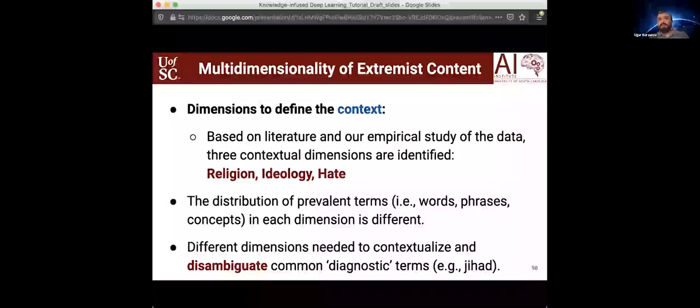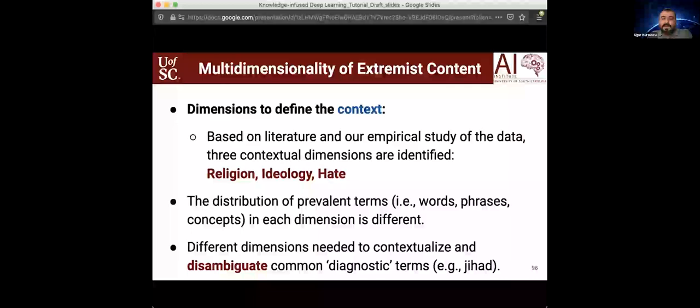Its meaning is self-struggle to become a better person, for example. On the other hand, the extremist groups are taking that concept and assigning a new meaning to it, to serve their ideology: you have to do jihad, you have to take action and then harm other people or hate other people, basically.